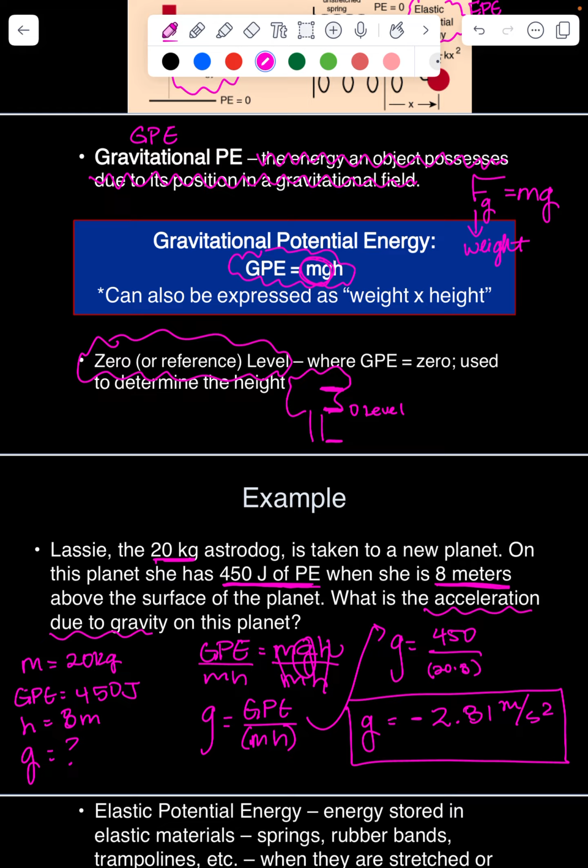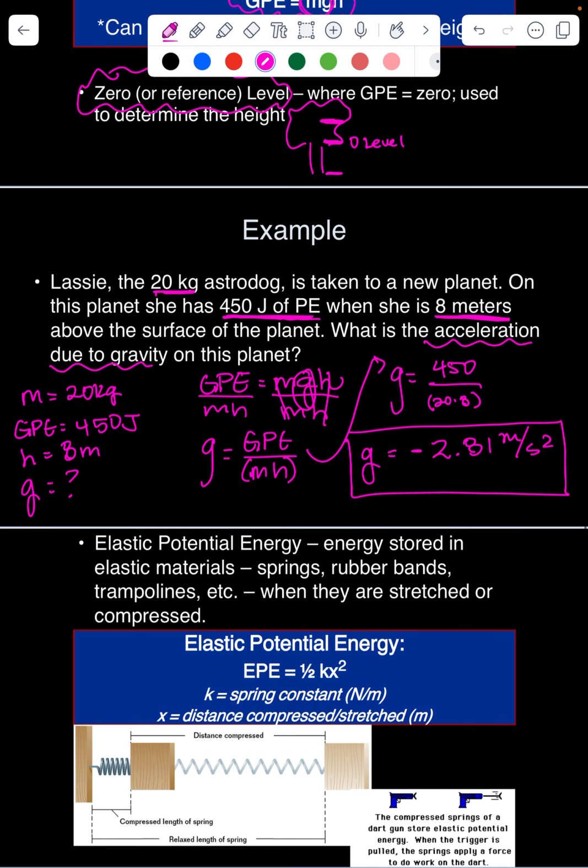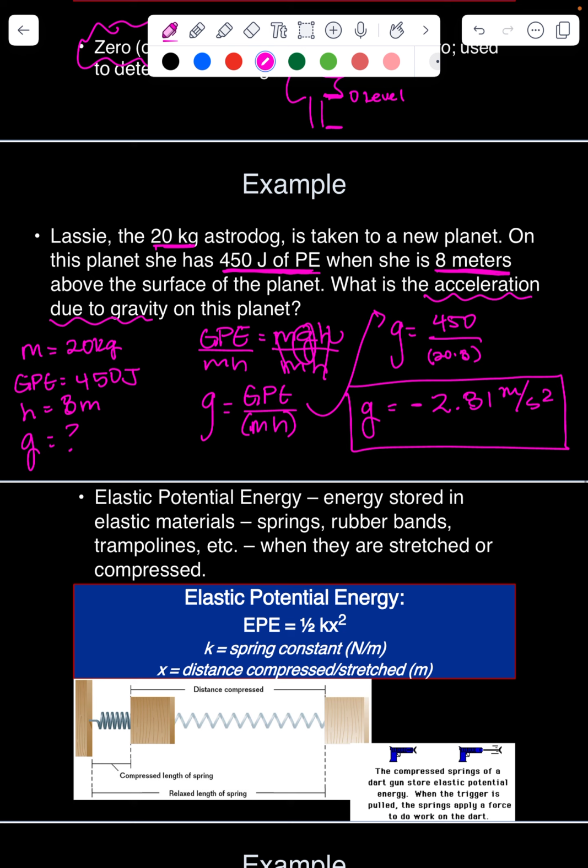So it's just mgh. And again, the higher the object is, the more gravitational potential energy it's going to have. Now our second type of potential energy is elastic potential energy. So it's EPE. So we have GPE and EPE. That's going to be the energy stored in elastic materials, so things like springs, coils, rubber bands, trampolines, whenever they are either stretched or compressed.